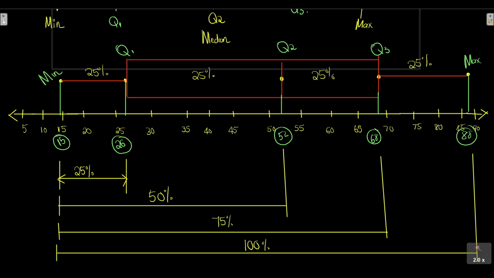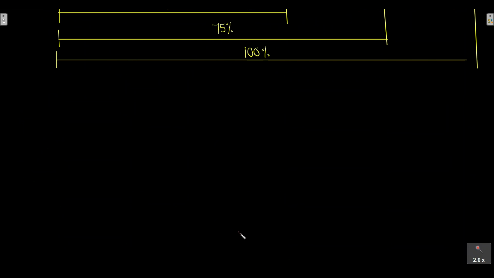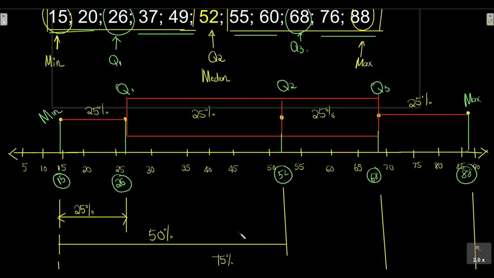So from there, we can just add. If we want to go from the minimum to Q2, 25% plus 25% gives us 50%. If we want to move from the minimum to the Q3, 25% plus 25% plus 25% gives us 75%. And if you want to move from your minimum to your maximum, 25 plus 25 plus 25 plus 25 gives us 100.